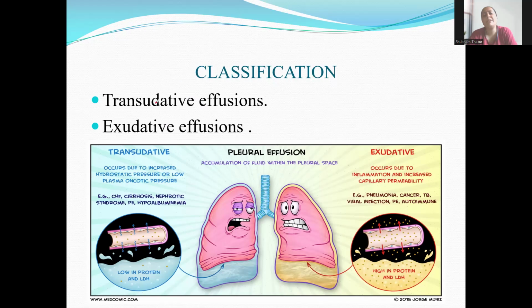If the patient has transudative effusion, they have congestive heart failure, cirrhosis of liver, kidney disorder, hypoalbuminemia. But exudative effusion is the opposite of transudative. It occurs due to inflammation and increased capillary permeability. In this, inflammation is there and capillary permeability is increased. The patient has pneumonia, cancer, TB, viral infections.